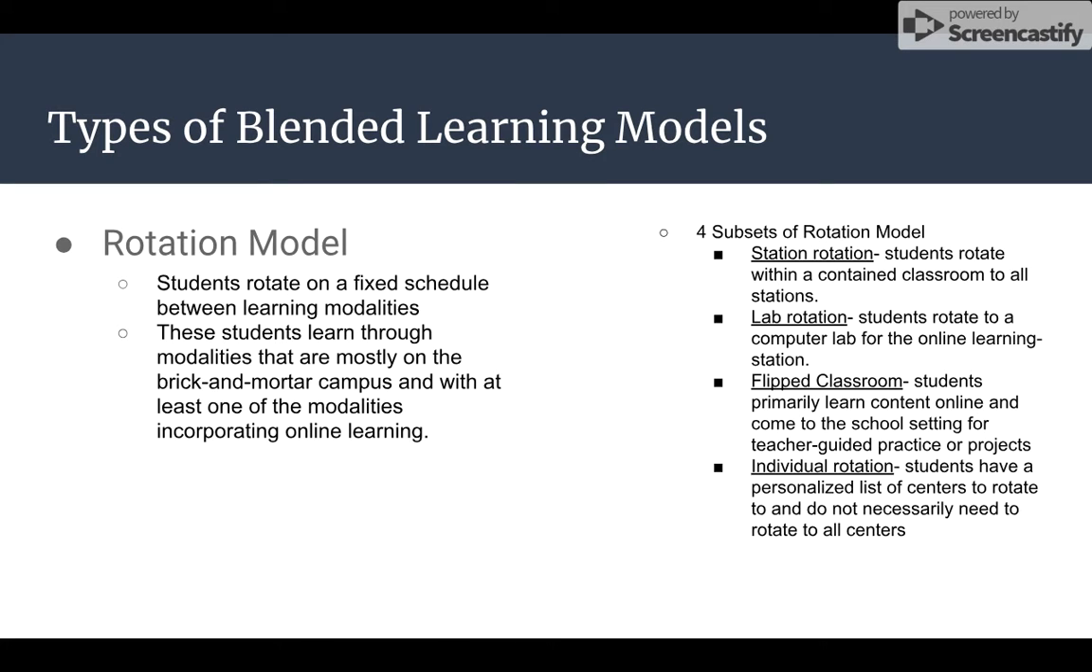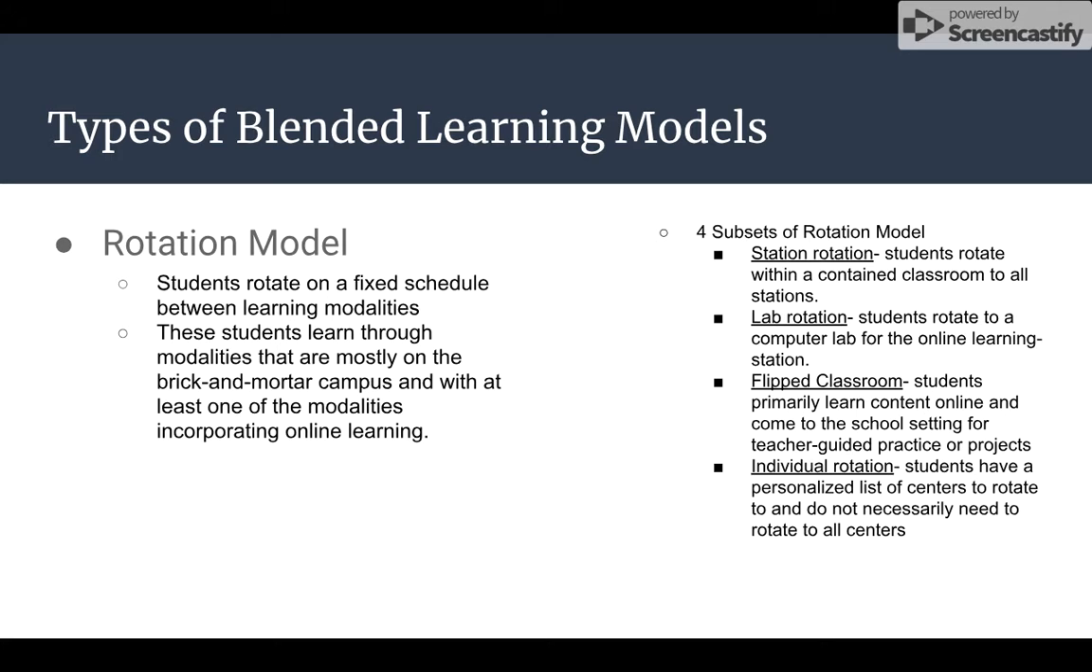So to start off, we have the rotation model. In this rotation model, the students rotate on a fixed schedule between learning modalities. So basically, all of the students are going to be switching to different centers based on what they are learning, and each center can incorporate either technology or not technology within each center. So, for example, we can have students learning independently, or we can have students learning on the computer. However, all of these centers are going to take place in the classroom setting. At least one of them, however, needs to incorporate online learning.